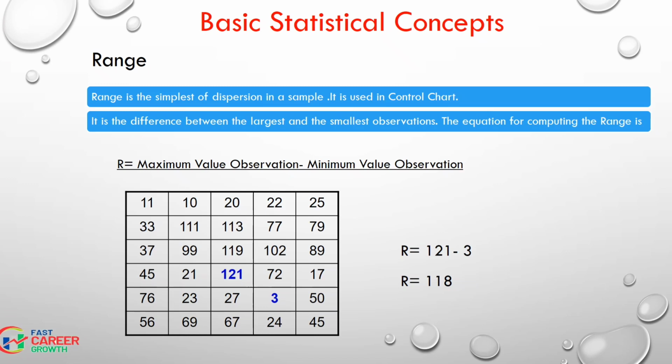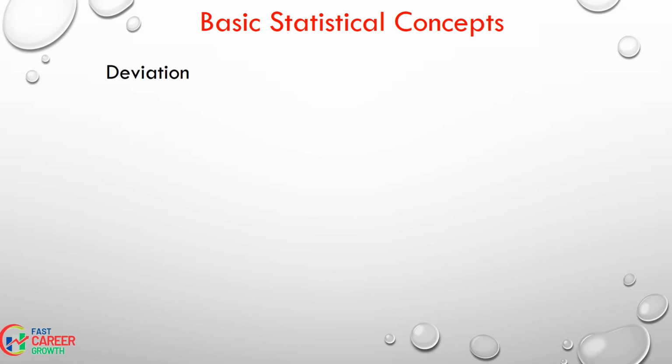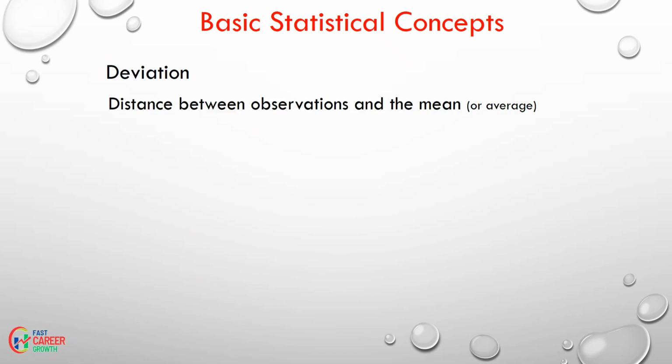Next is, what is deviation? It is the distance between observations and the mean or average. Next is, what is variation? Variation means the square of the average distance between observations and the mean, or the square of the standard deviation.